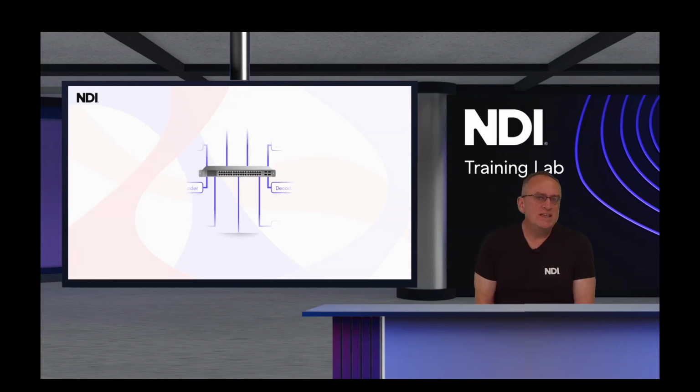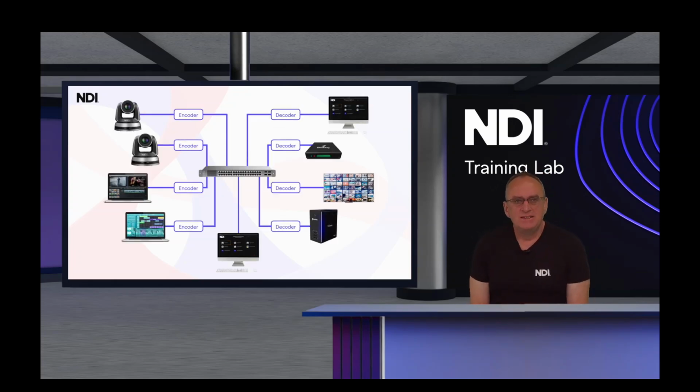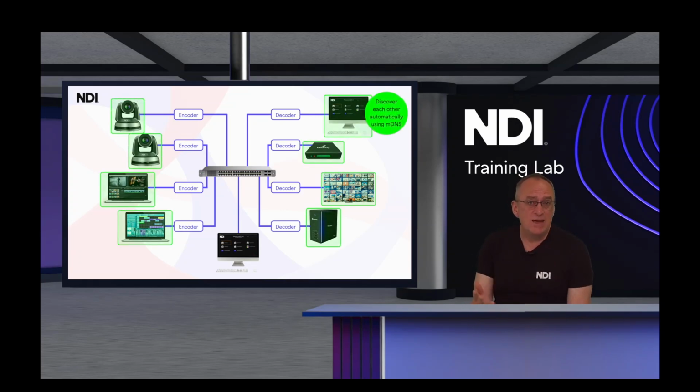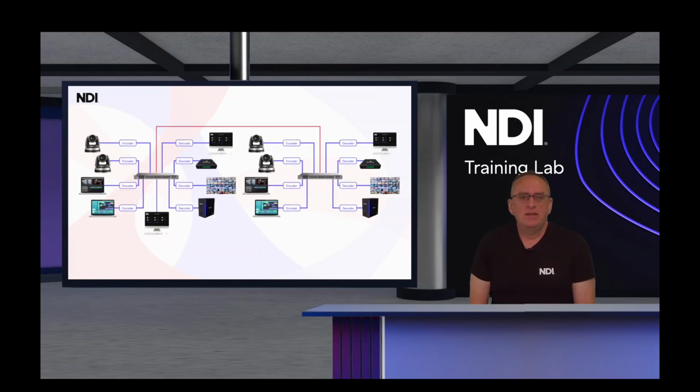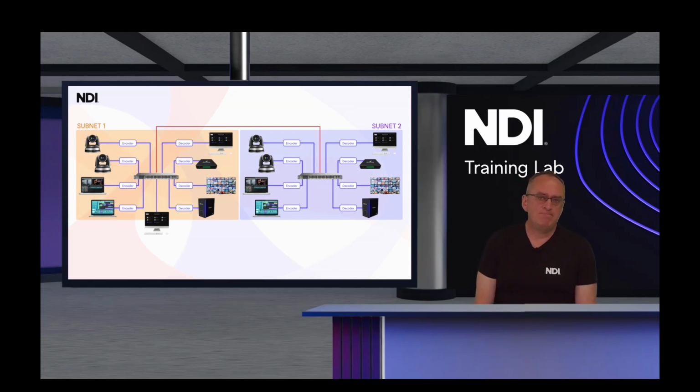Until now, we've considered NDI operating within a single subnet, a flat layer 2 network where devices can discover each other automatically using mDNS and broadcast-based mechanisms. But as deployments scale, dividing networks into multiple subnets is common to improve manageability, performance, and security. However, by default, NDI discovery mechanisms like mDNS don't work across subnet boundaries. And this means that a source in one subnet is not automatically visible to receivers in another.